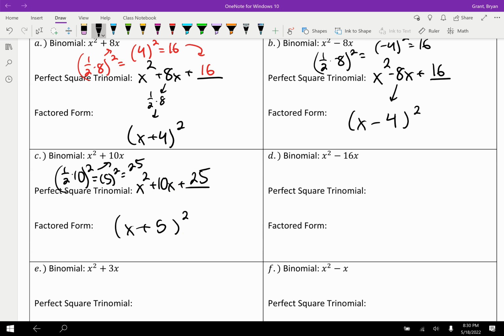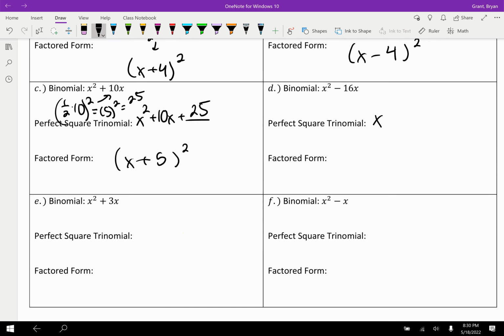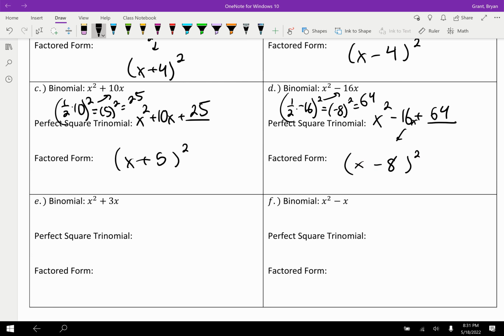So at any point, you should pause me and try the rest of these on your own, but I'll keep running through them. x squared minus 16x plus something. We need to find half of negative 16 and then square it. So that's negative 8 squared, which is actually a pretty large result. I think it's 64. There should be an x there. Whoops. And our factored form, well, half of negative 16 we already saw was negative 8, so this factors to x minus 8 squared.